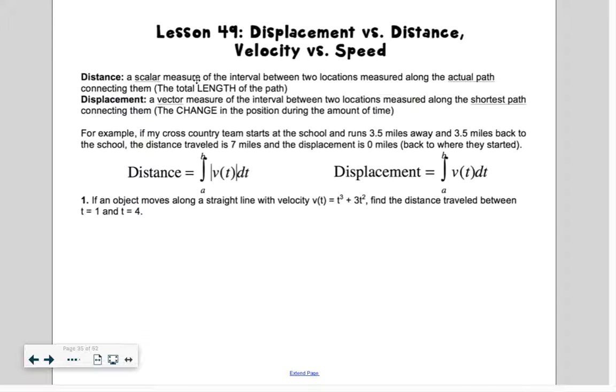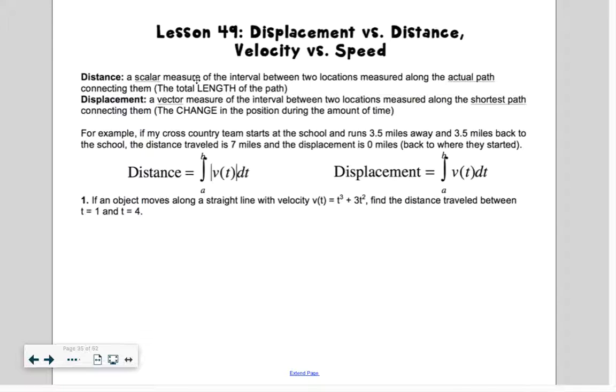So lesson 49 is on displacement versus distance and speed versus velocity. Basically, I've told you guys this before. Displacement and distance are not the same thing. If I talk about my cross country team and say we start here at the school, run out 3.5 miles, turn around and come back 3.5 miles, we've gone a total distance of 7 miles, but the amount that we've moved from our starting position is 0.